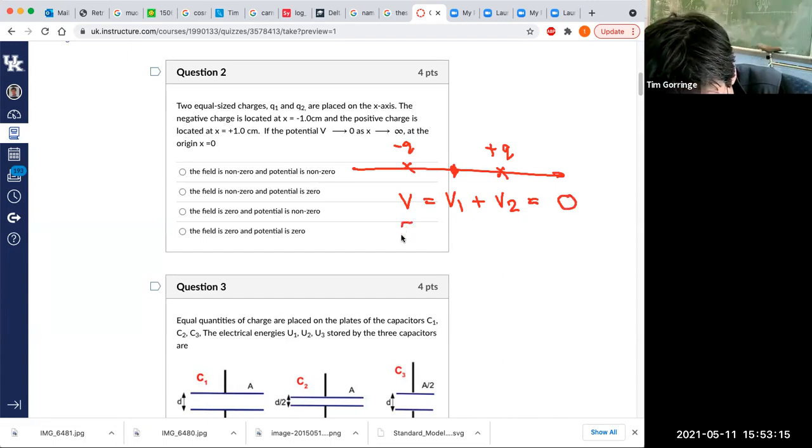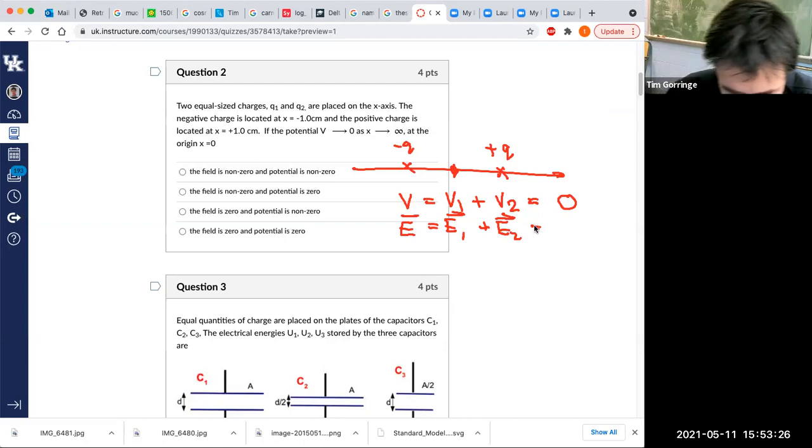What about the electrical field? Well, the total electrical field will be the sum of the two individual electrical fields of the two individual charges. But the electrical fields are vector quantities. So again, the electrical field strengths will be the same for the positive and negative charge because the size of the charge is the same in both cases. The distance from the charge is the same in both cases.